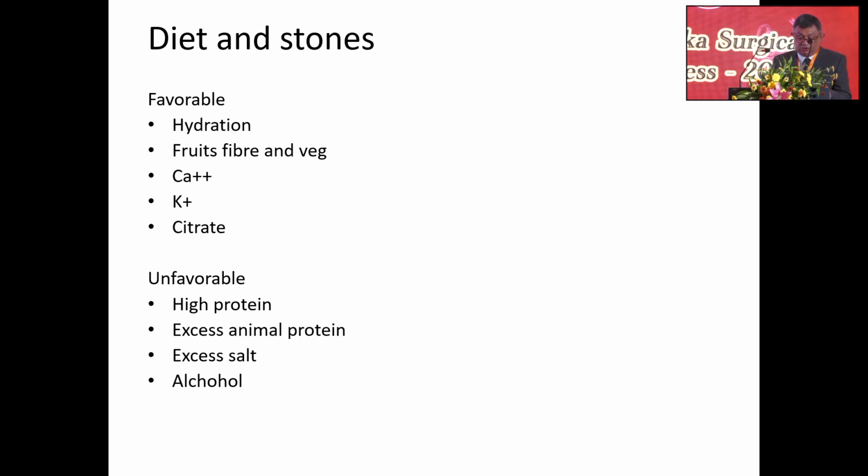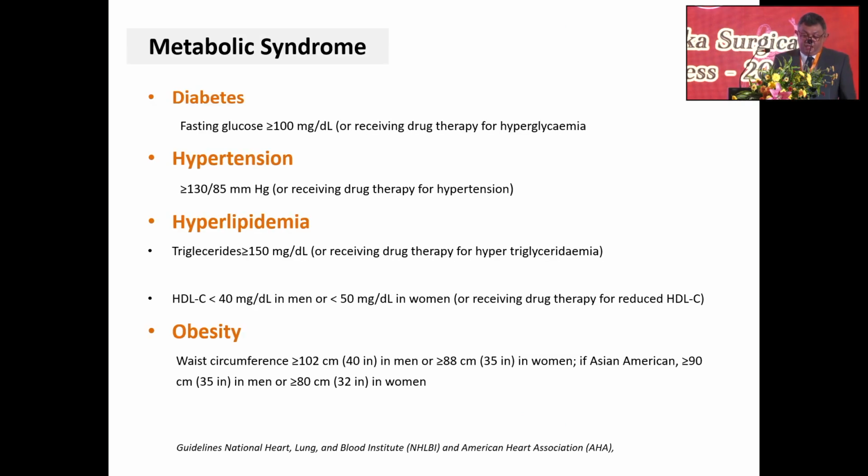Water should be an important component of a regular diet, with adequate consumption, adequate hydration. All the good things are good here. They say that a Mediterranean diet or a typical Sri Lankan diet may not be great for stones. Fruits and veggies, lots of calcium, potassium, and citrate-containing fluids are good. And you see what is bad. Lots of proteins, alcohol, excess salt are bad.